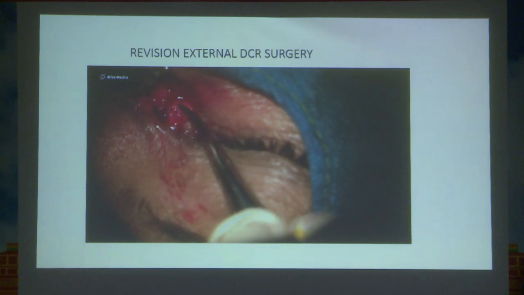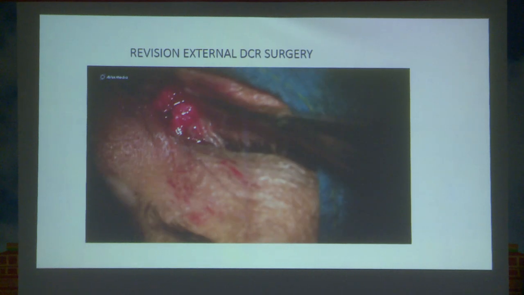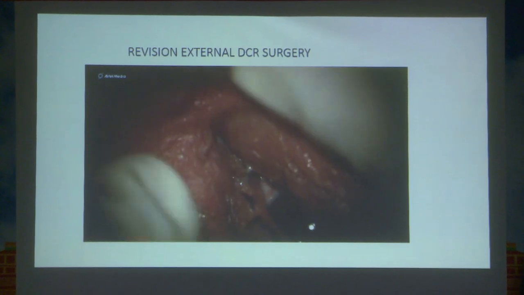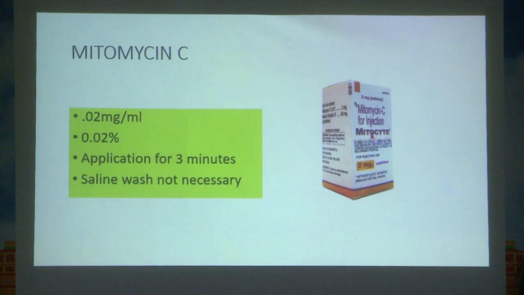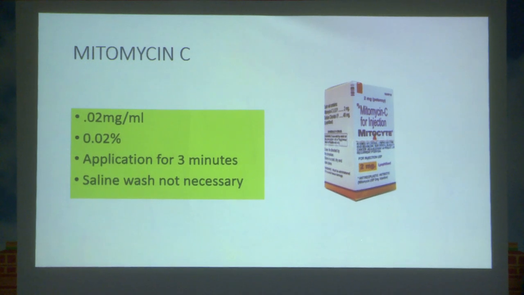Then after the anastomosis of the sac, muscle and skin were closed. In cases of failed DCR, we should implant mitomycin C intraostomally, and keep in mind that 0.2 milligram per ml, or 0.02%, should be implanted for 3 minutes. Generally we wash with saline, but in cases of DCR, it is not necessary to wash off the mitomycin C.